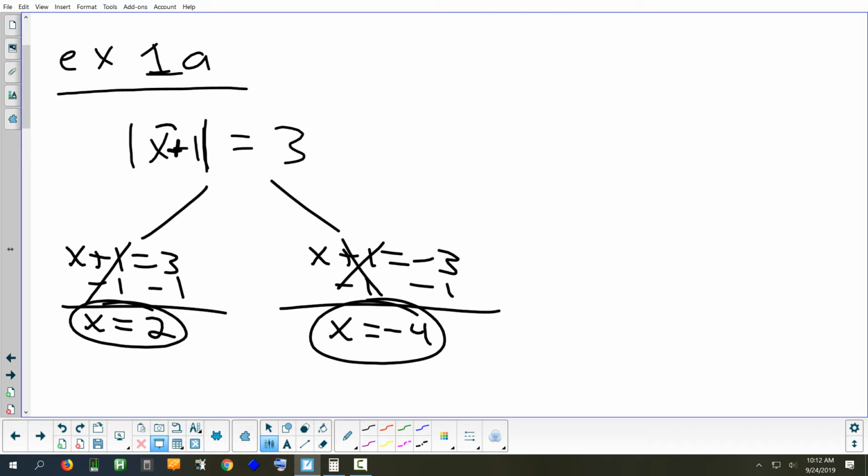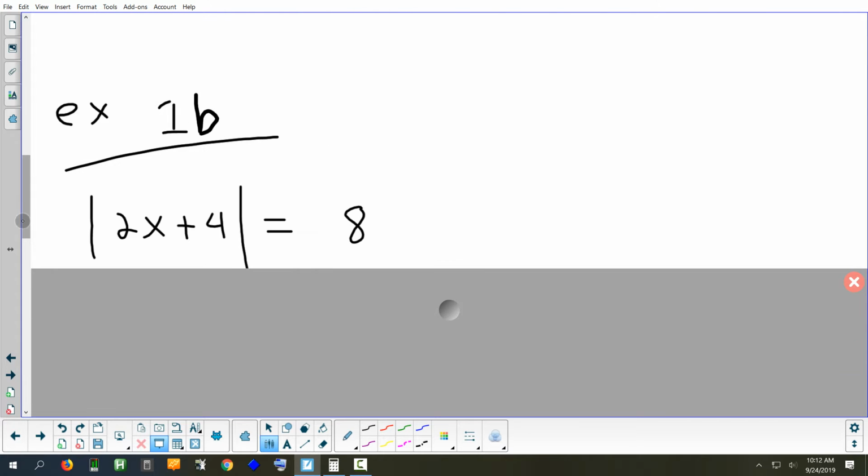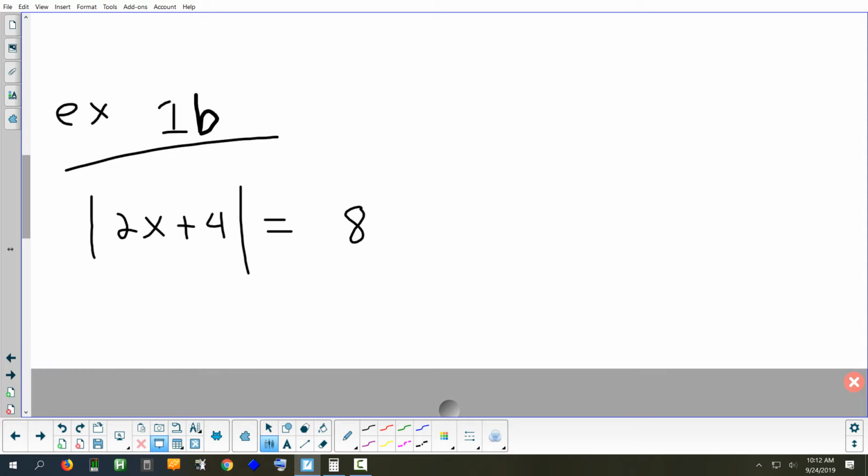So the simpler this thing is, the quicker you'll be able to solve it. The more complicated it is inside, the longer it takes to solve. That one's a little bit more complicated, but let's try that one.